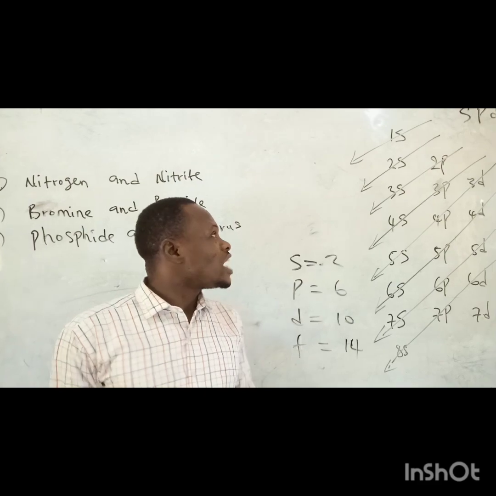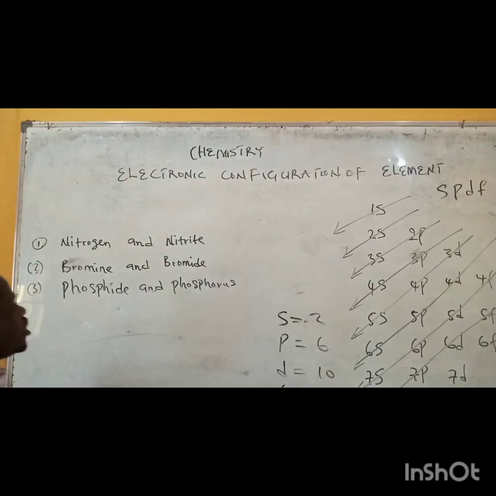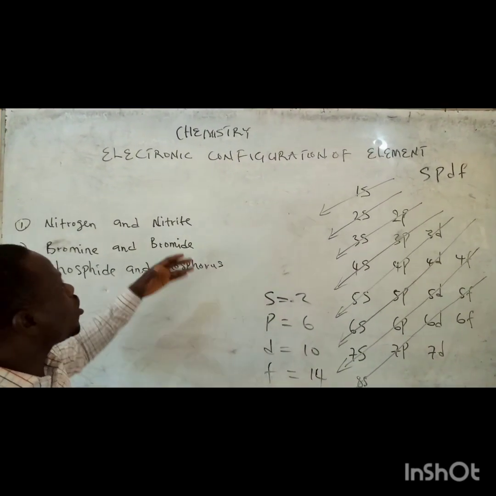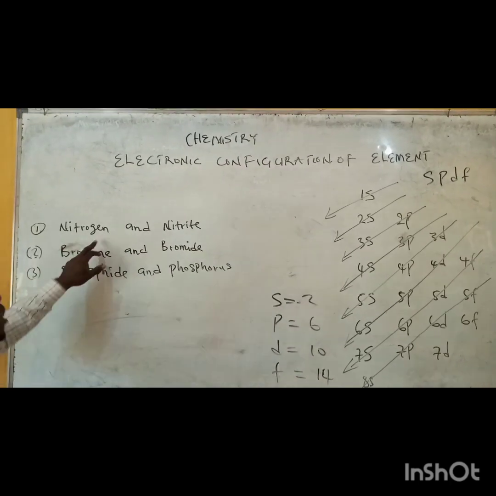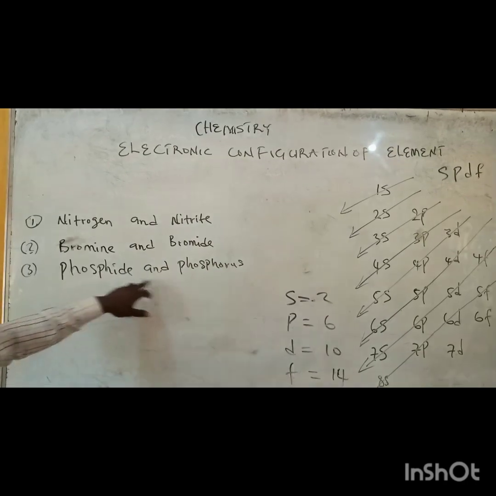Today we will be looking at electronic configuration of elements. In our previous video we have already done electronic configuration, but here we are going to look at the one of nitrogen and nitride, bromine and bromide, phosphorus and phosphide.